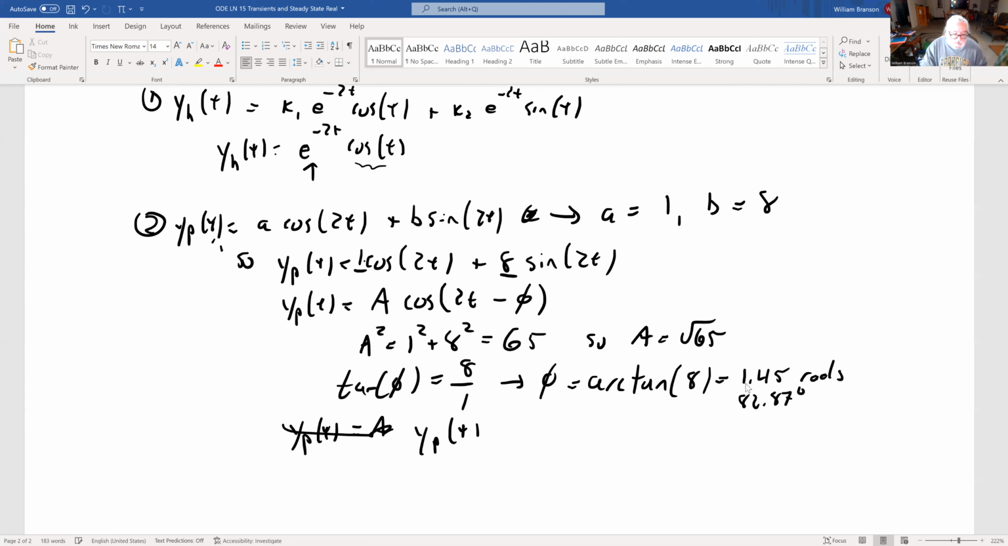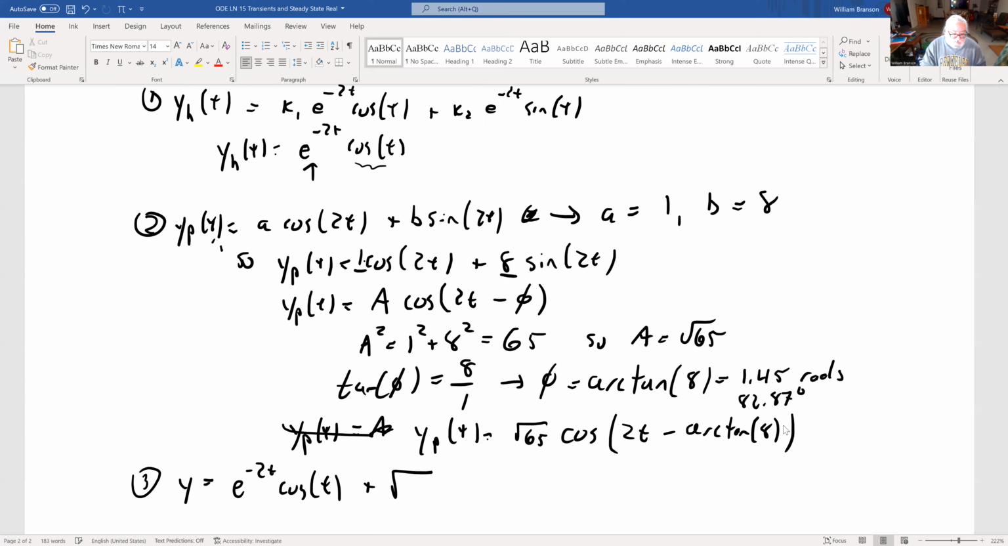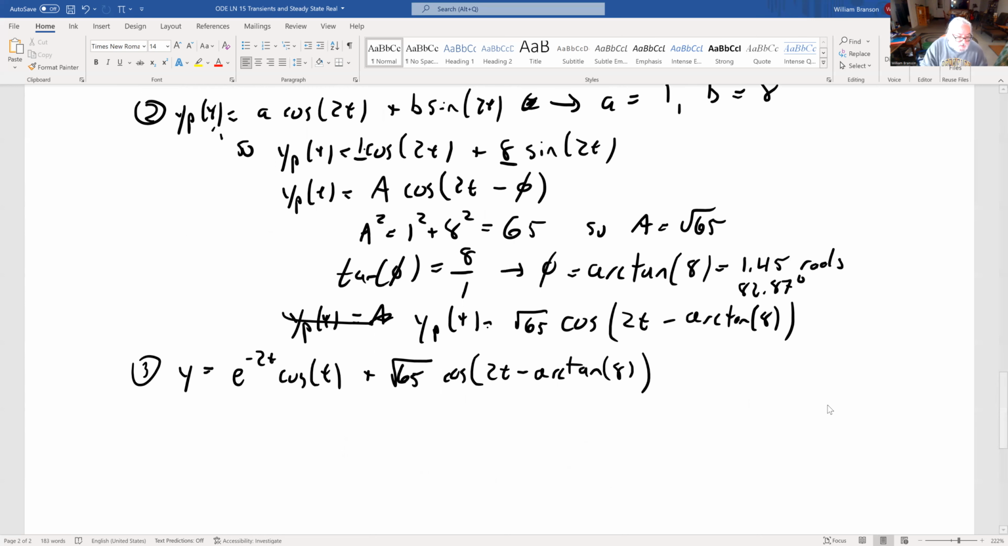So the particular solution is square root of 65 cosine of 2t minus arctangent of 8. So our solution is e to the minus 2t cosine t plus square root of 65 cosine of 2t minus arctangent of 8. Great. And this is our homogeneous solution. And this is our particular solution.